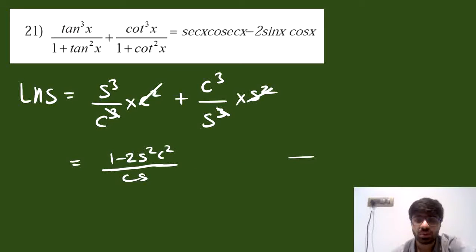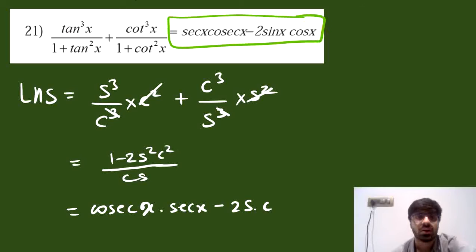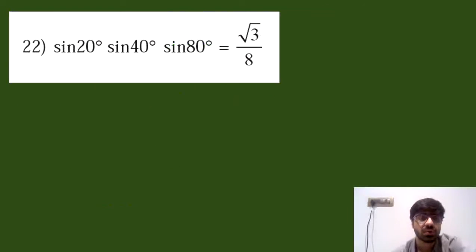And when we split the two terms now, the first term would be 1 upon sin x cos x, which is basically cosec x into sec x. And the second term will be minus 2 sin square x cos square x upon sin x cos x, which will make it 2 sin x into cos x. And that's what we have on our right hand side. Okay, so that's how we are solving our 21st question, and we go ahead with the 22nd question now.